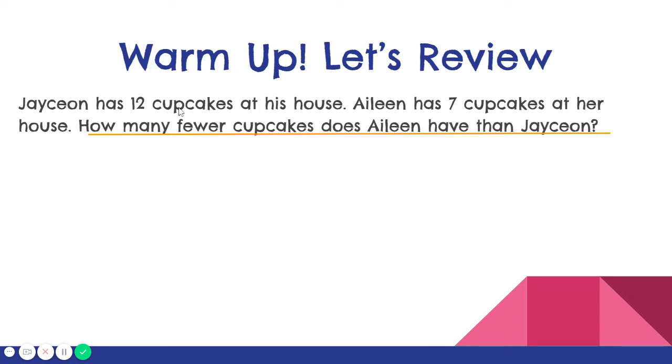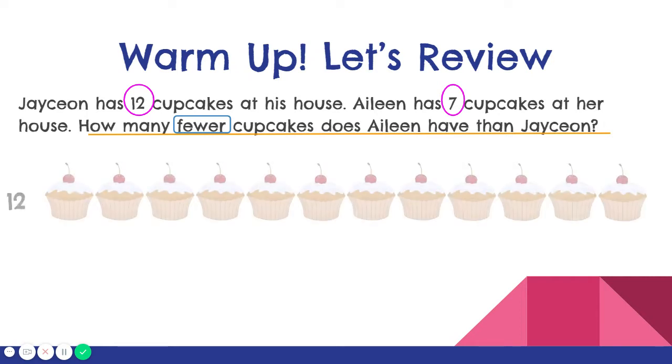Jaceon has 12 cupcakes at his house. Aileen has 7 cupcakes at her house. How many fewer cupcakes does Aileen have than Jaceon? So I started by underlining the question in orange. The next step that my class remembers is we always circle our numbers. So we know that we need to use 12 and 7 in our equations today. The last thing we're going to do is box the word fewer. That is a key word that tells us if we're going to be adding or subtracting. And we know that fewer means we must subtract.